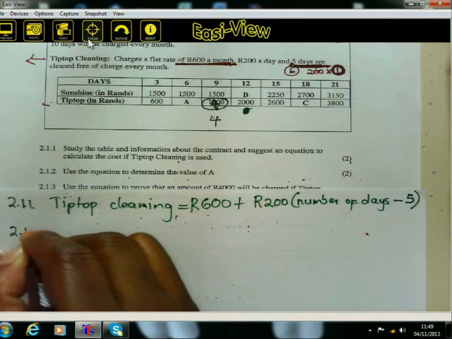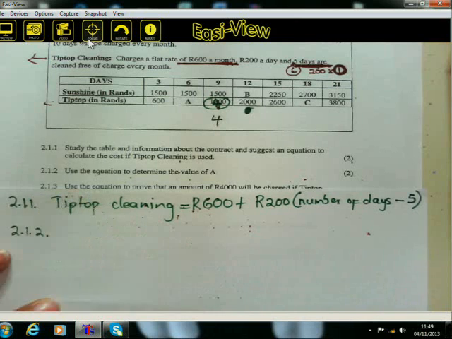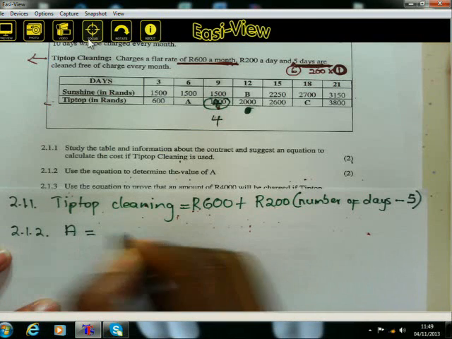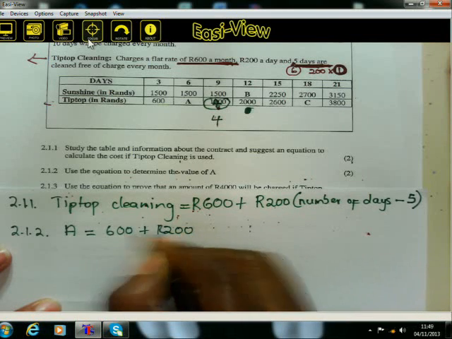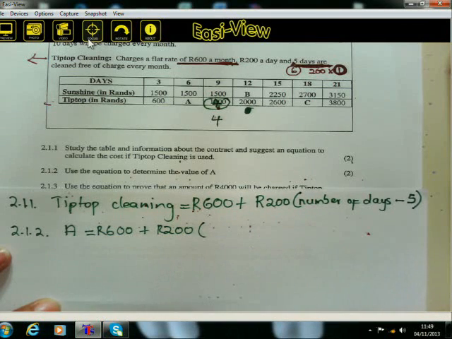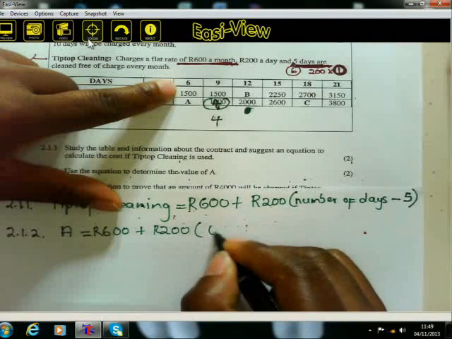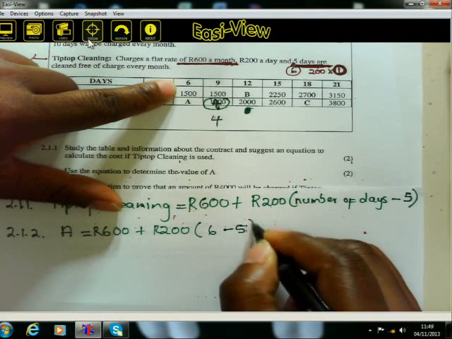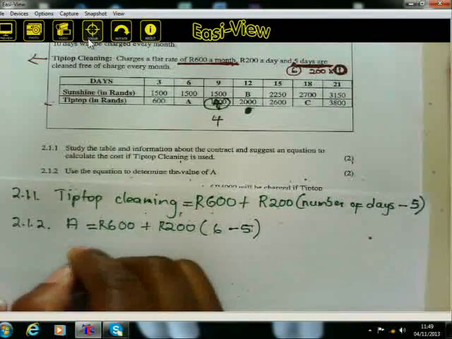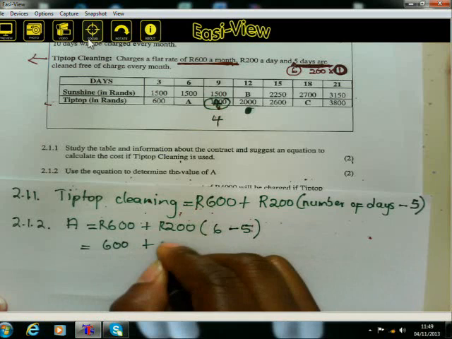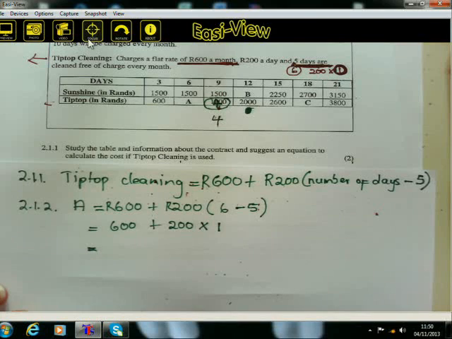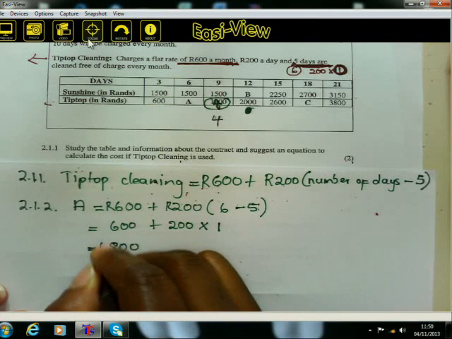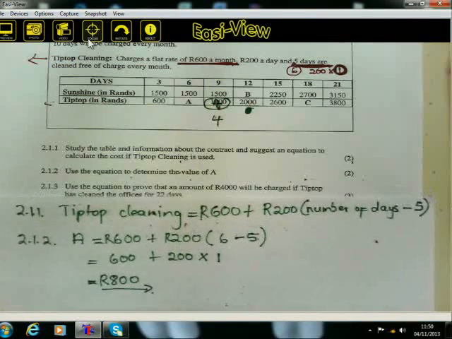Good. 2.1.2. Now they say we must use the equation to determine the value of A. Let us see. Our A will be equals to 600 plus 200. How many days for A? There are 6 days, so it's 6 minus 5, because we know that 5 days will be for free. Then it's 600 plus 200 multiplied by 1. So the answer in this case, what is the answer? The answer is 800. That is the value of A.